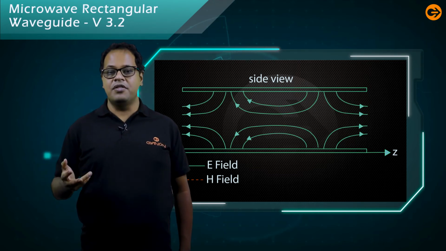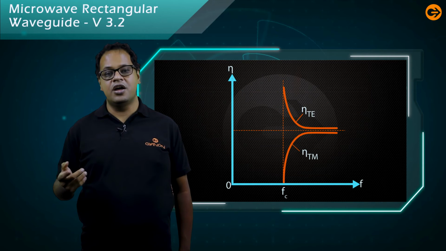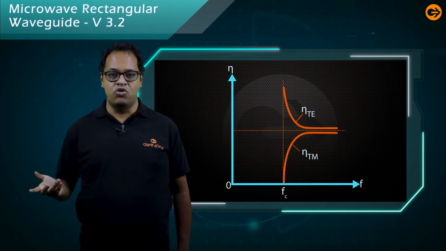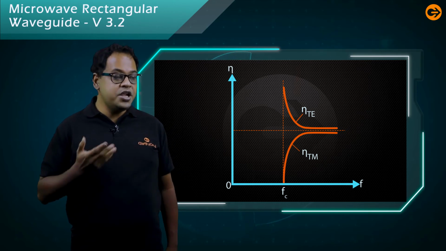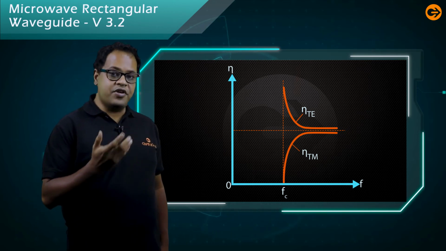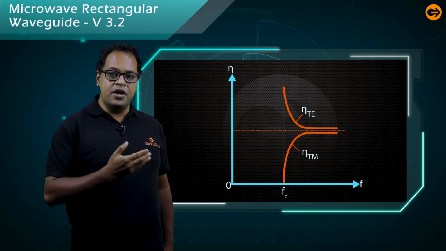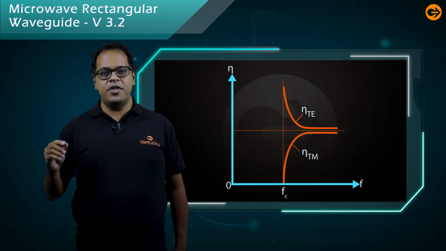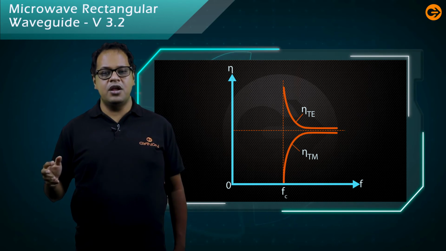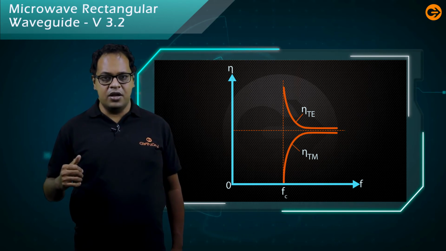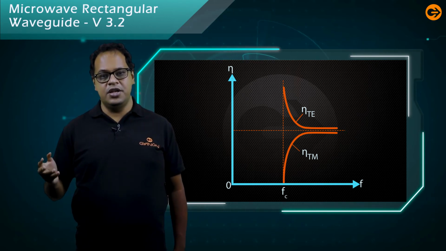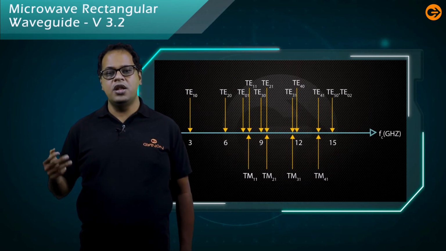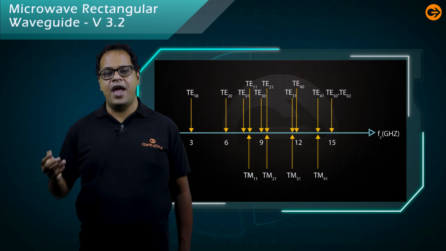Now let us discuss the variation of eta in the case of the transverse electric and the transverse magnetic mode. The variation of eta will be, in the case of the transverse electric mode, it will deviate from 1 to eta dash. In the case of the transverse magnetic mode, the signal will vary on the lower side from 1 to this eta dash.